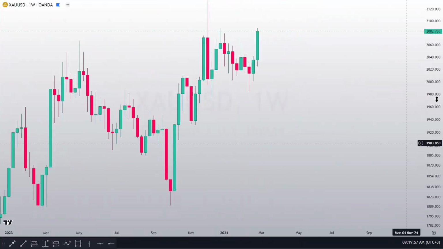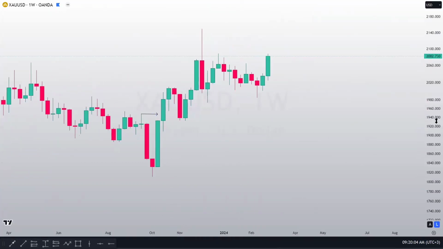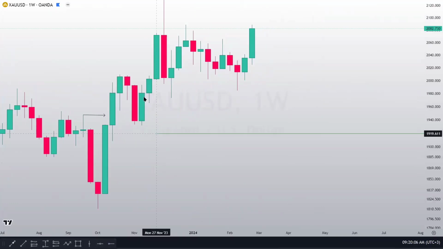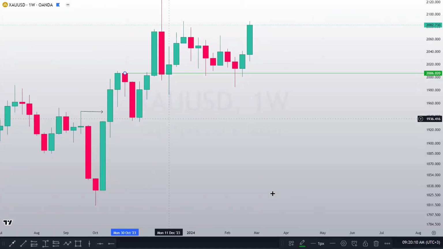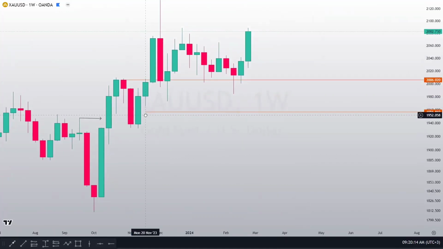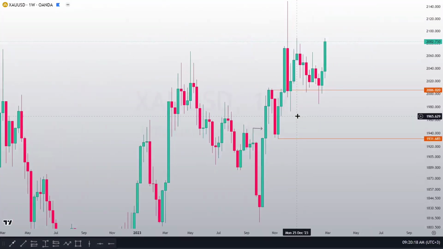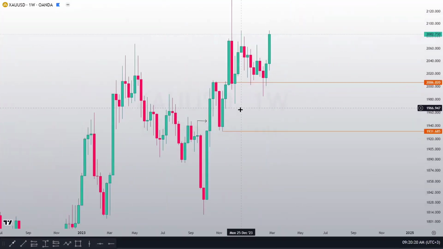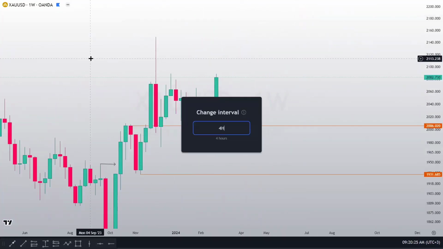Actually, gold had a hell of a movement. We had a market shift on this point right here. Also, we had this formation, which is an outside formation, and the validation point. Also, we know that for the market to liquidate the weekly area of liquidity, we have to have a shift on the 4 hours time frame.